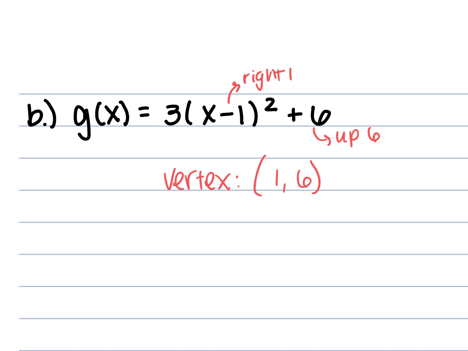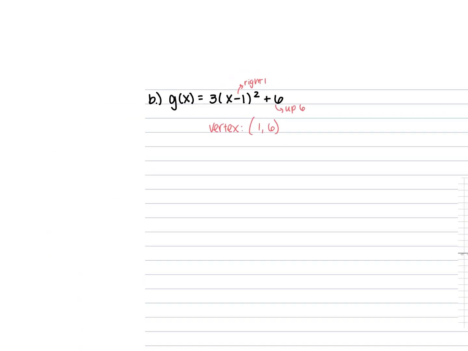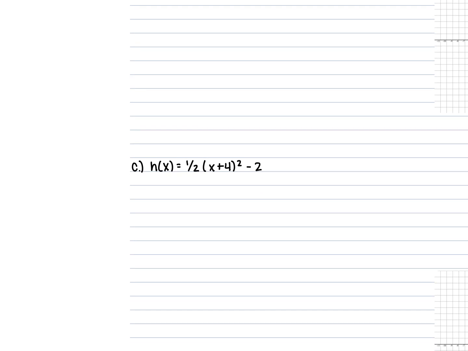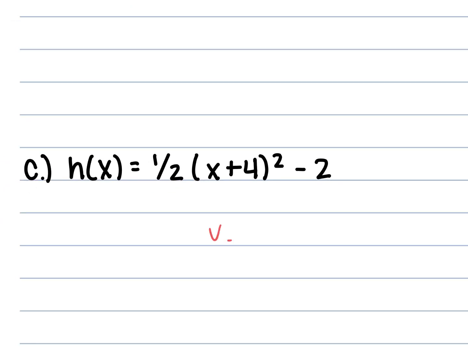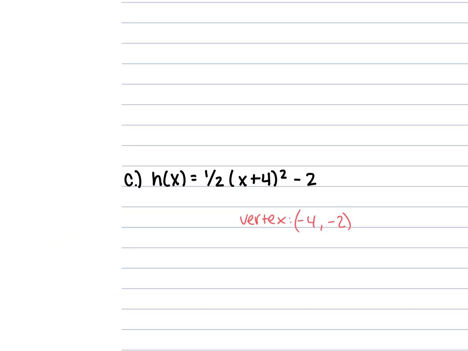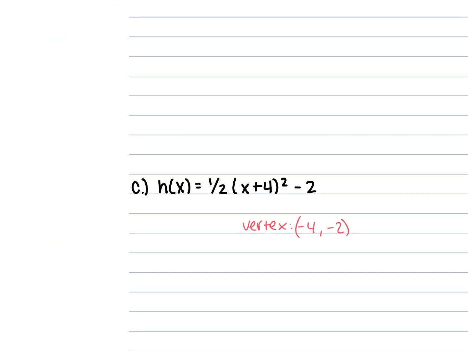All right, let's do our last one, which is letter C. Thank you. Negative 4. Very good. The vertex is going to be at -4, -2. Do we have to show any work for this? Nope. All right, guys, when you're done with this one, go ahead and turn it in.